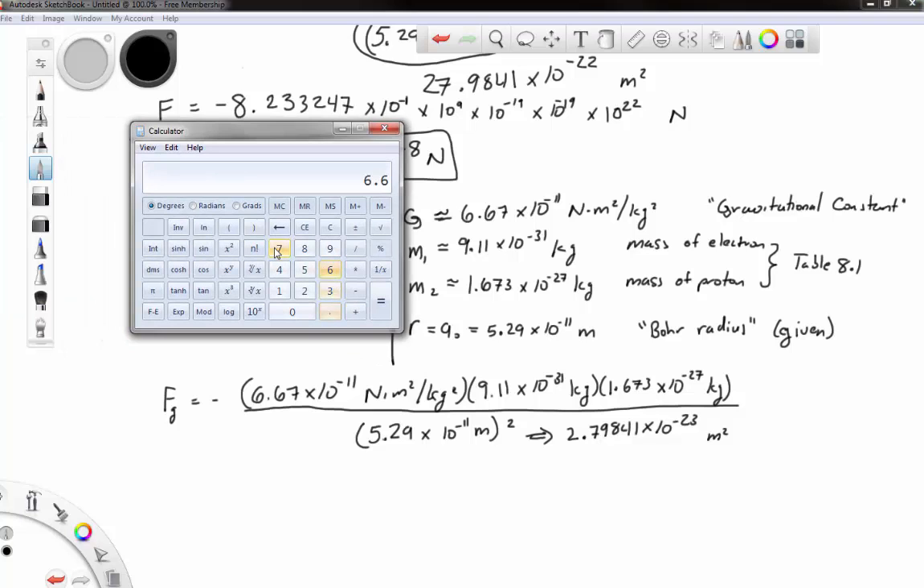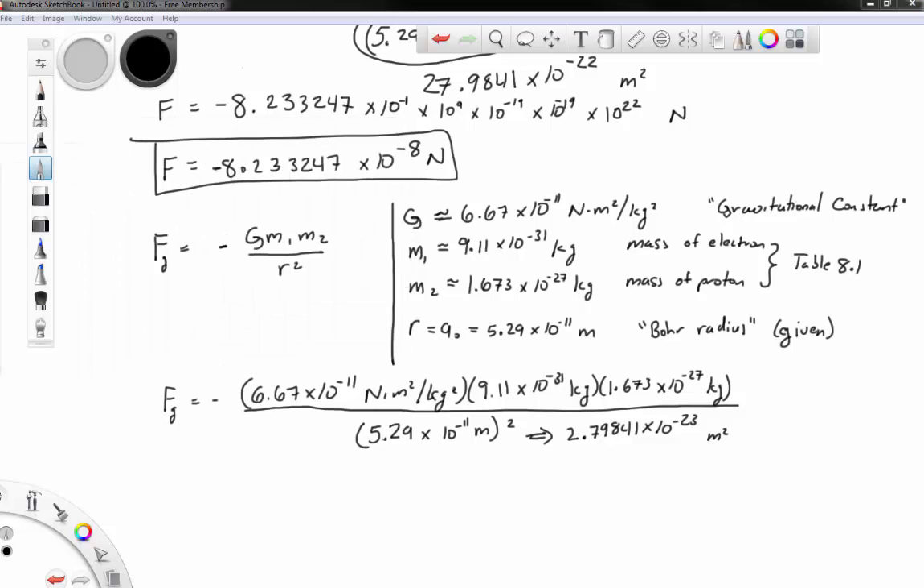We have 6.67 times 9.11 times 1.673 divided by 2.79841. So that's 36.32693926 and so on. That means that our force of gravity so far looks like this.